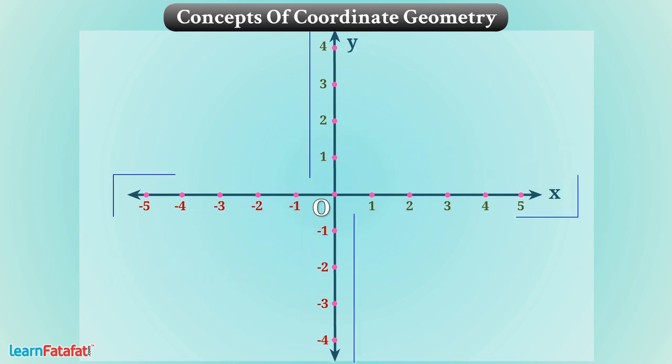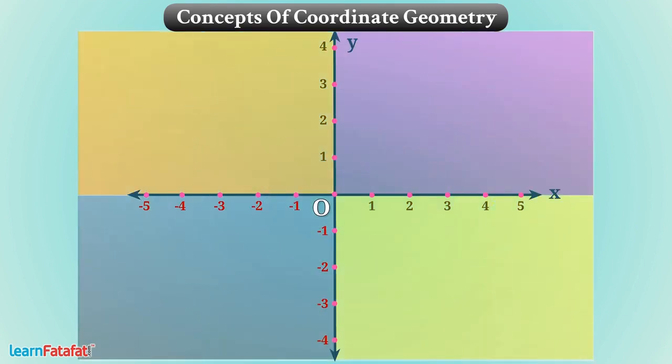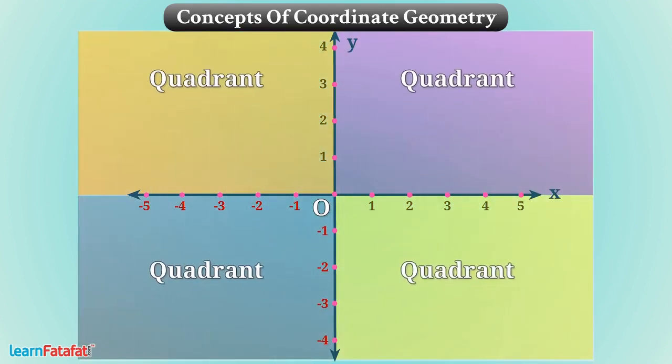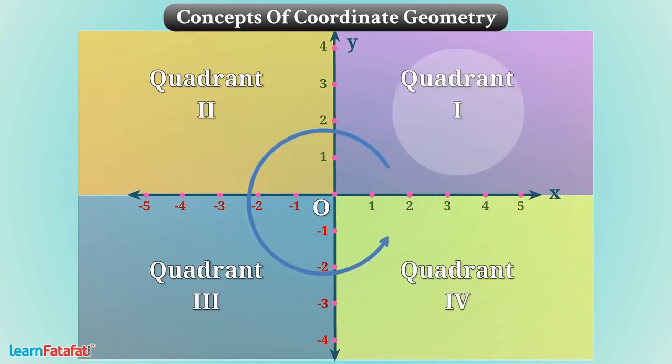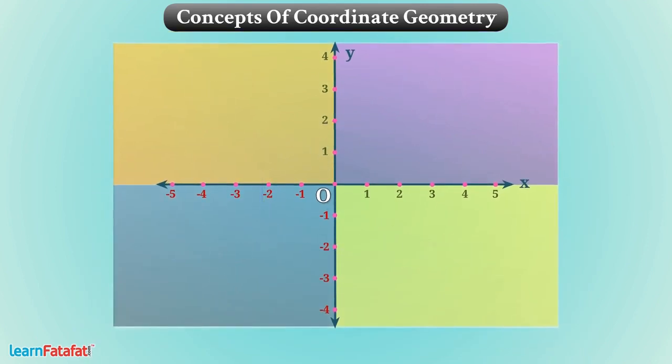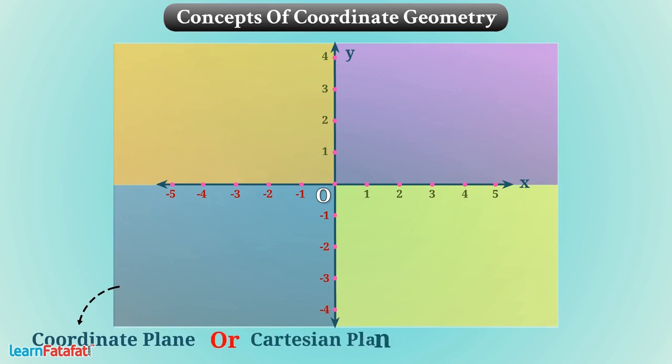The two axes divide the plane into 4 parts. Each of them is called a quadrant. Quadrants are numbered 1, 2, 3, 4 in anti-clockwise direction from the positive x-axis. The plane consisting of axes and the quadrants formed by them is called the xy plane, coordinate plane or Cartesian plane, and the axes in the coordinate plane are called coordinate axes.